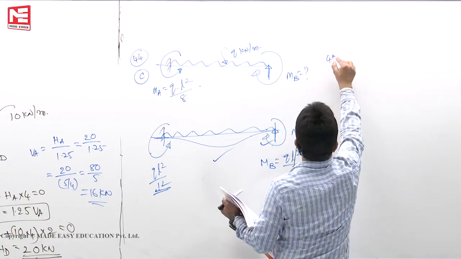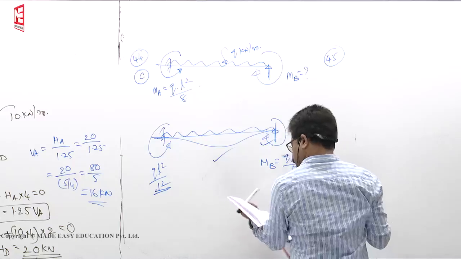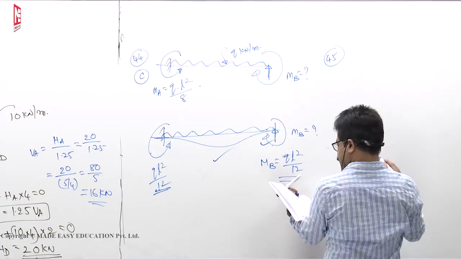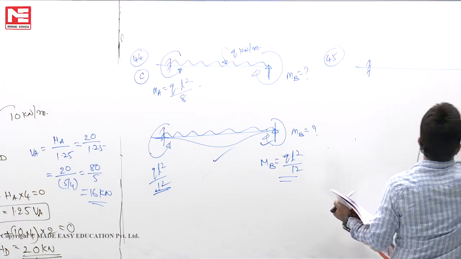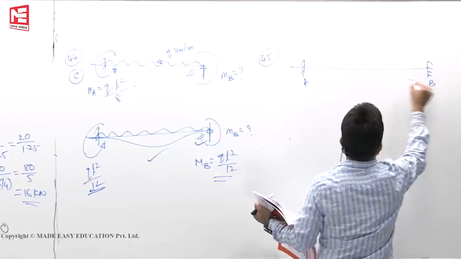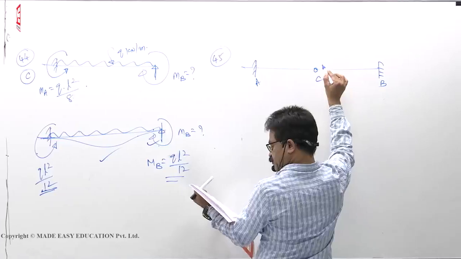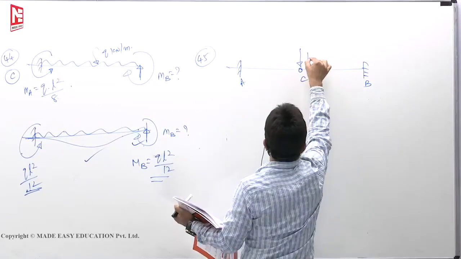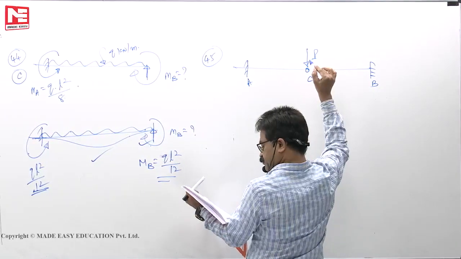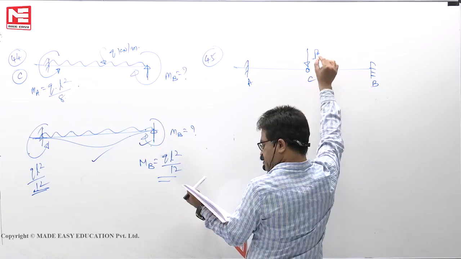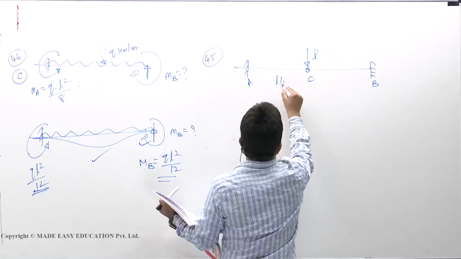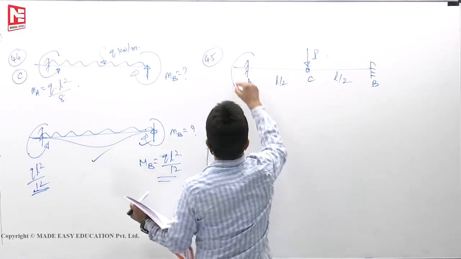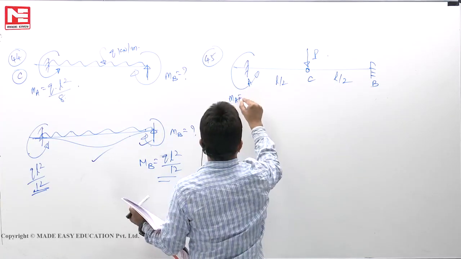45. The fixed beam AB has hinge at C. Load is P at midspan. A concentrated P is applied at C. What is the fixed end moment at A? L by 2, L by 2. What is the fixed end moment MA?